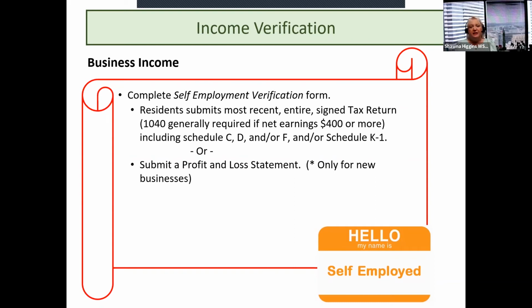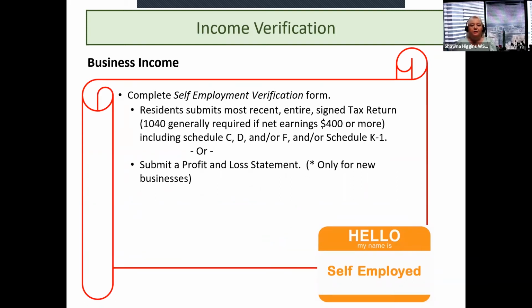And the 1040 usually gets generated if anyone makes $400 or more. So if someone's been self-employed for a couple of years and they say they don't have a tax return, you might want to question them a little bit further. Then you might want to remind them, this is an IRS property. I know you can't make them do one, but when you do get the 1040, you're going to want to get the Schedule C, D, and/or F, and if they happen to have a Schedule K-1 as well.